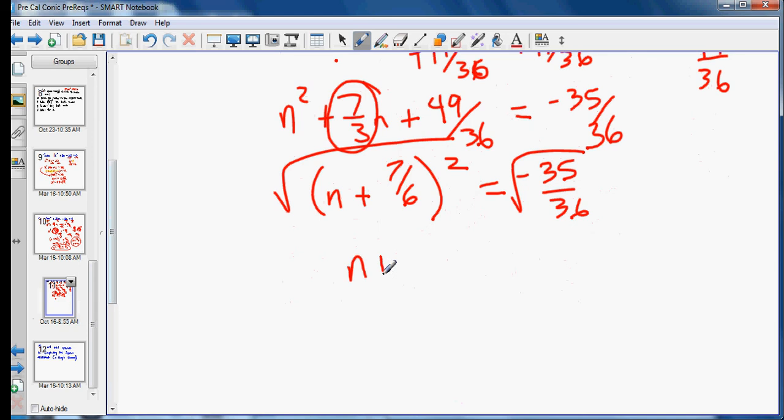Over here, the square root of negative 1 is i. So I do have to put plus or minus, and I put an i out front to replace the negative. And the square root of 35, I'm going to say over 6, because the square root of 36 is 6, so I can simplify that part. My last step is to subtract 7/6 from both sides.